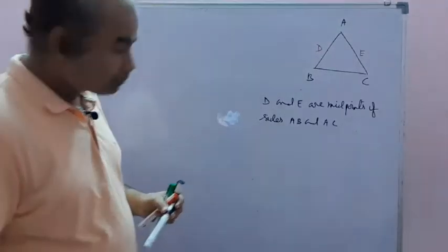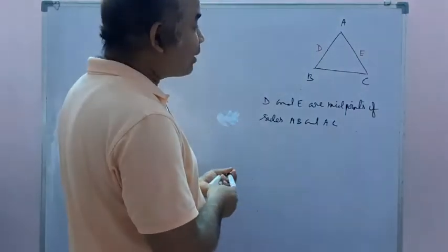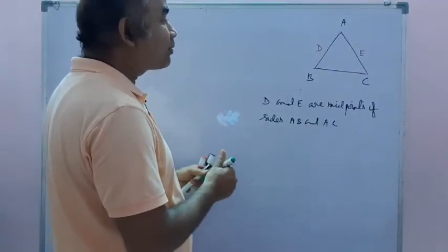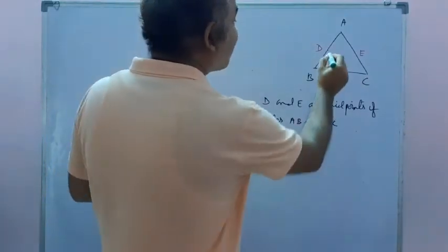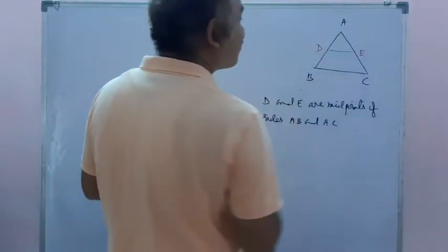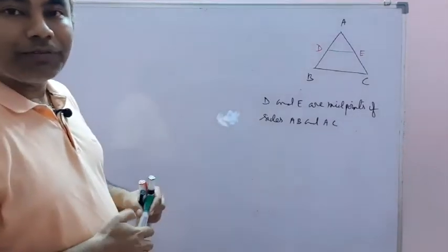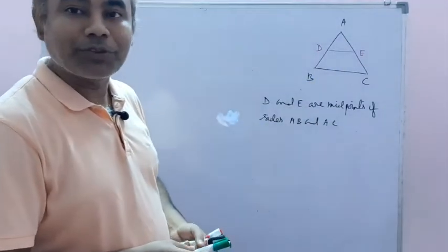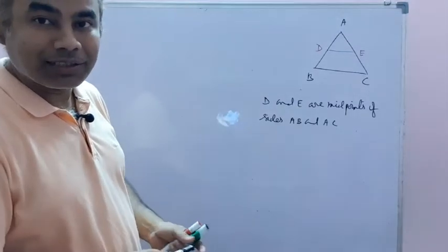Next, suppose we join these two midpoints, the line segment joining the midpoints of two sides. We join the points D and E, and we get this line segment DE. Then the theorem says that this line segment DE is parallel to the third side. Third side means the side whose midpoint is not taken, the side left.